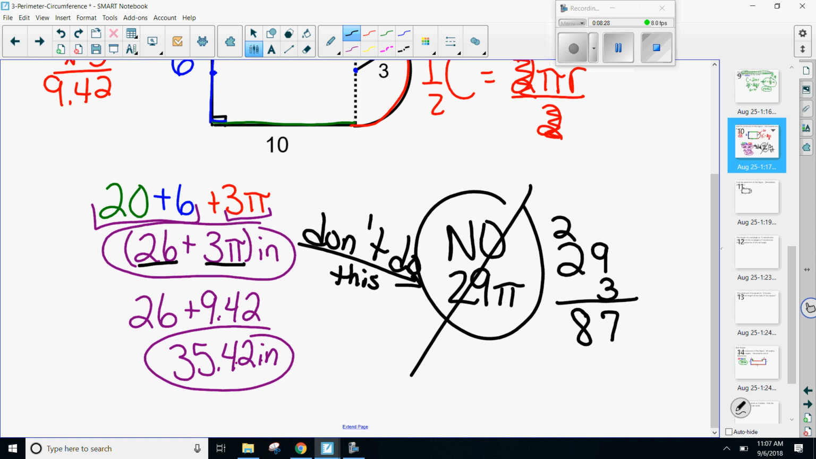Did you have a question on that thing? I bet some of you included the vertical piece. If you included the vertical piece, you would have 41 as an answer. If you let it be 10 instead of 6, you would have had 49.42 as an answer.